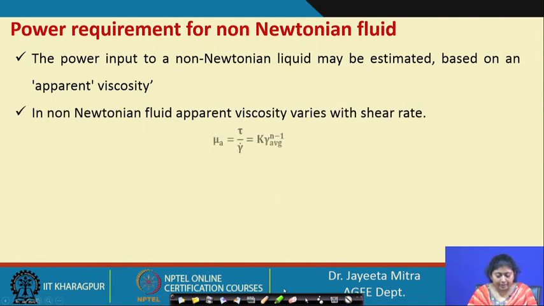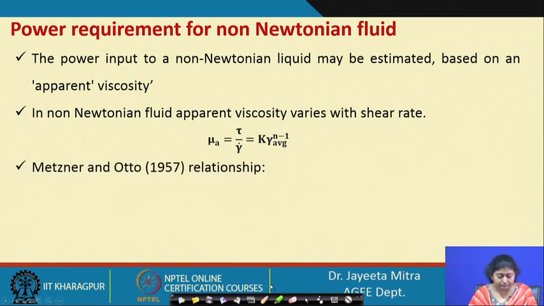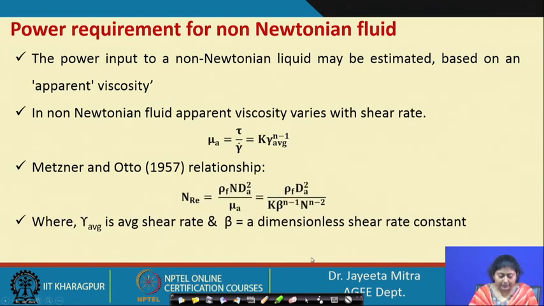So, in non-Newtonian fluid, apparent viscosity varies with shear rate. So, then mu A, that is the apparent viscosity, is expressed as tau by gamma dot, that is equal to k into gamma average to the power n minus 1. So, the Metzner and Otto relationship has been developed on that: N_Re is equal to rho f into N into dA square by mu A. Mu A is the apparent viscosity, dA is the diameter of the agitator or impeller, rho f is the density of the fluid, N is the revolution per second of the impeller.